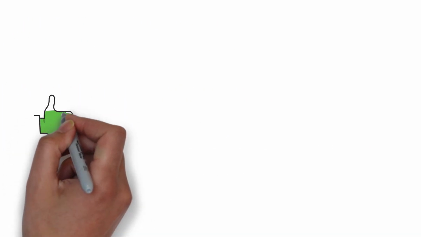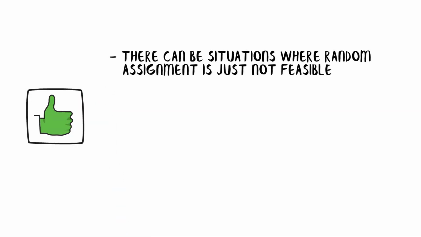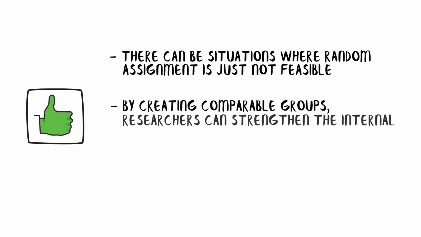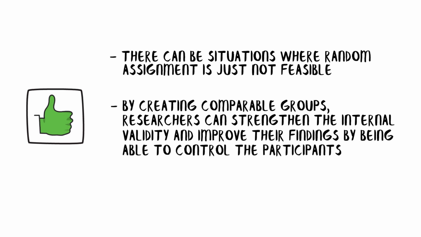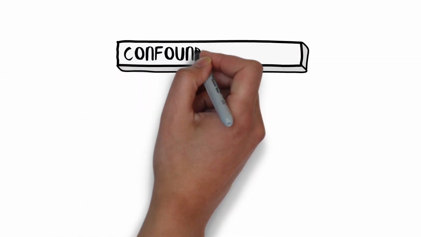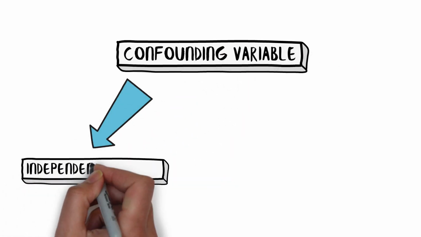One of the advantages of individual matching is that there can be situations where random assignment is just not feasible. By creating comparable groups, researchers can strengthen the internal validity and improve their findings by being able to control the participants' characteristics related to the research study's area of focus. This is particularly beneficial when the matched variables are potential confounders that could influence the relationship between the independent and dependent variables.